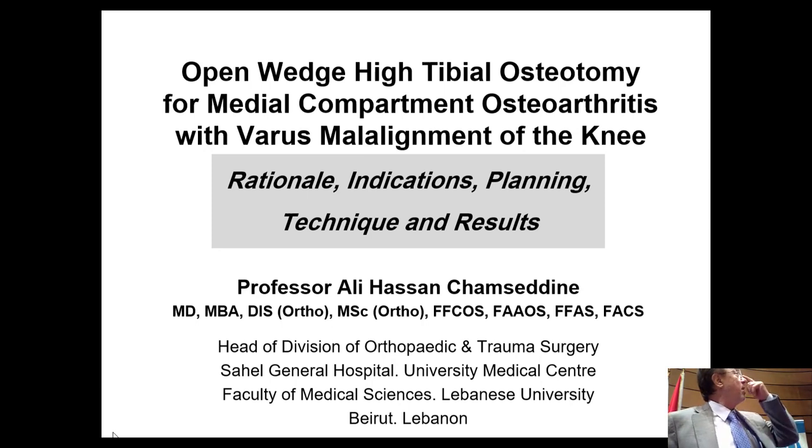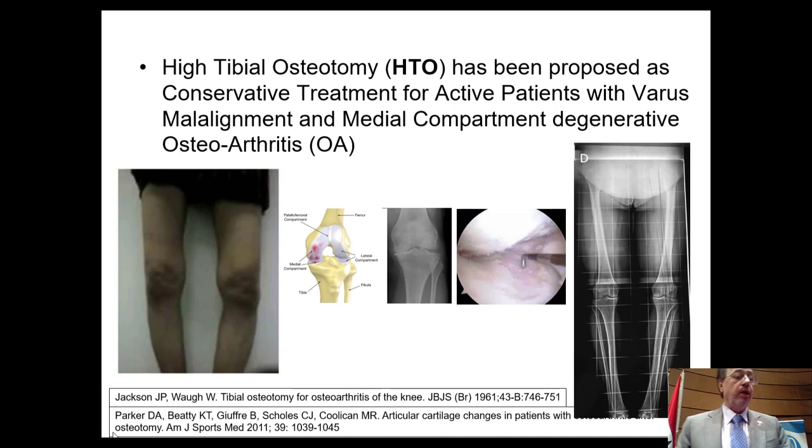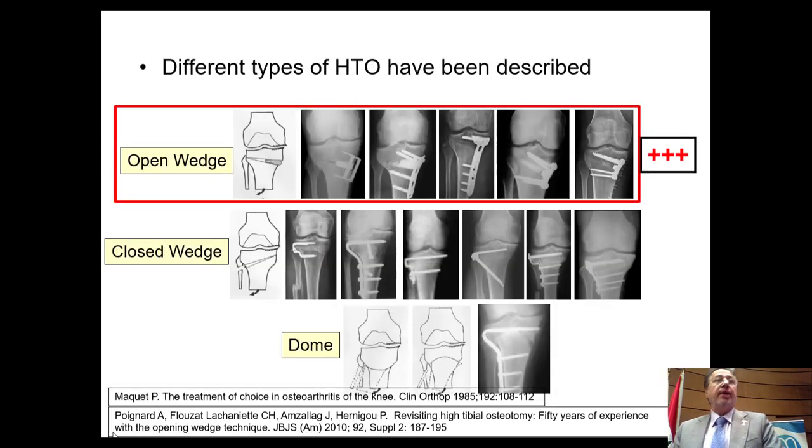My talk is about the open wedge tibial osteotomy for medial compartment osteoarthritis with varus malalignment of the knee. As we all know, tibial osteotomy has been proposed as a conservative treatment for active patients with varus malalignment and medial compartment degenerative osteoarthritis. Different modes and types of tibial osteotomy have been described. The most popular one nowadays is the open wedge tibial osteotomy.